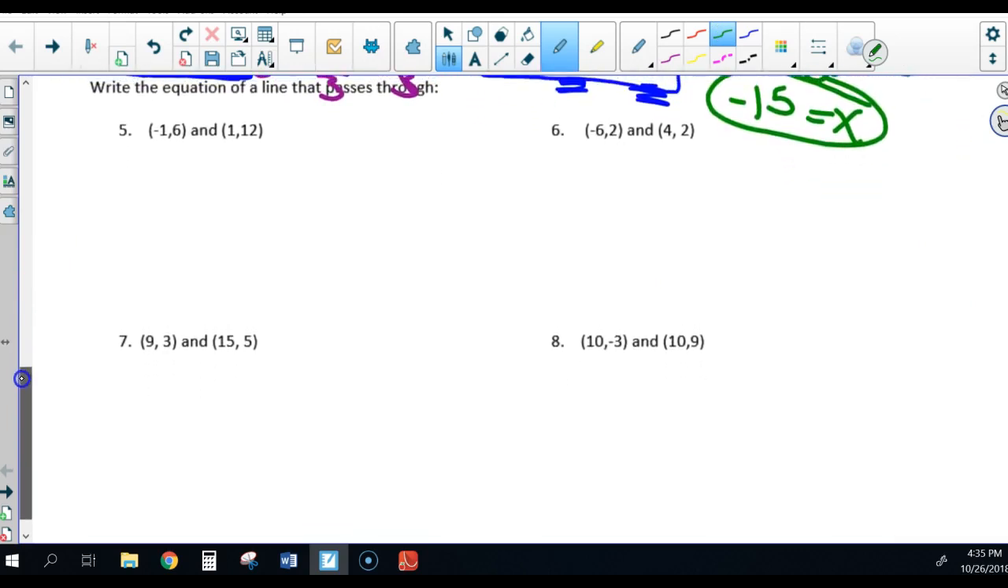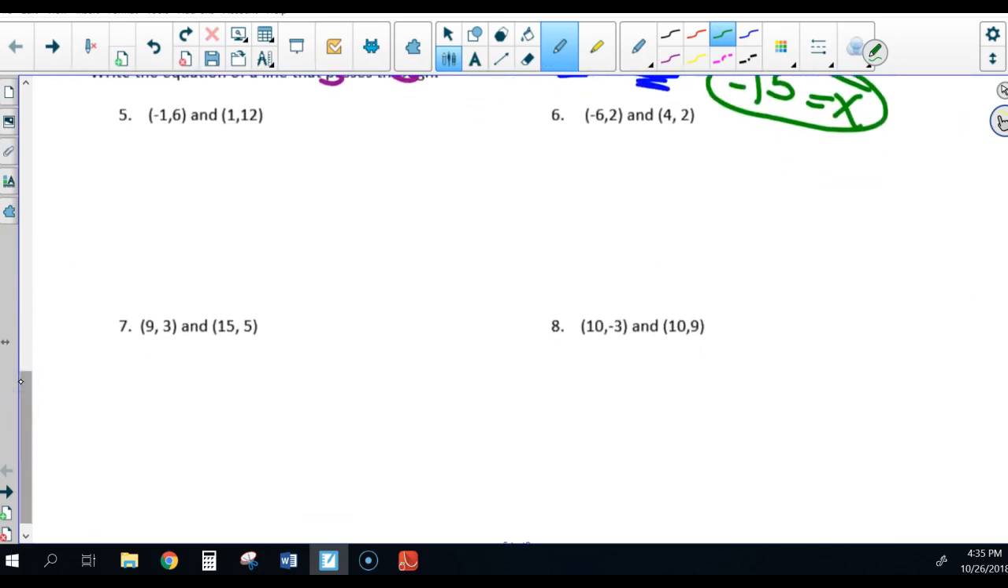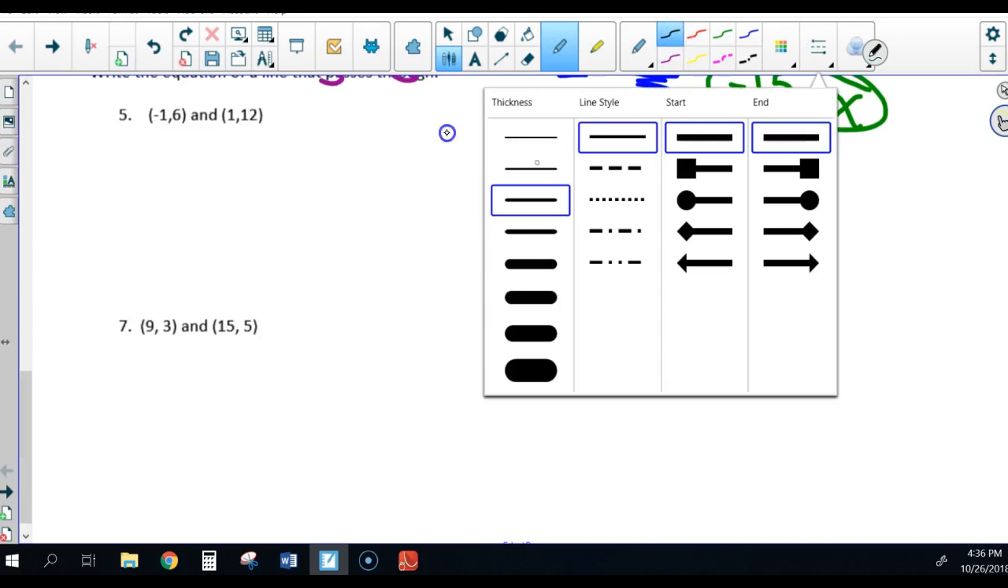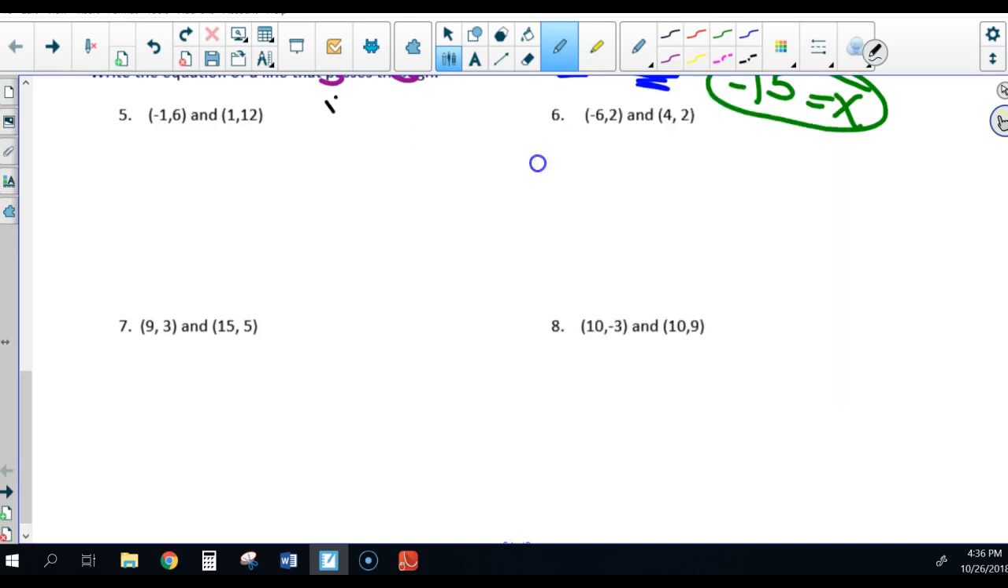Number 5, 6, 7, and 8. This is all point slope formula. We have to have the slope, combine that with a point, and then plug it into, I'm going to write it up here so we got it: y minus y1 equals m times x minus x1. First, we have to have our m. We don't have that. We need that.